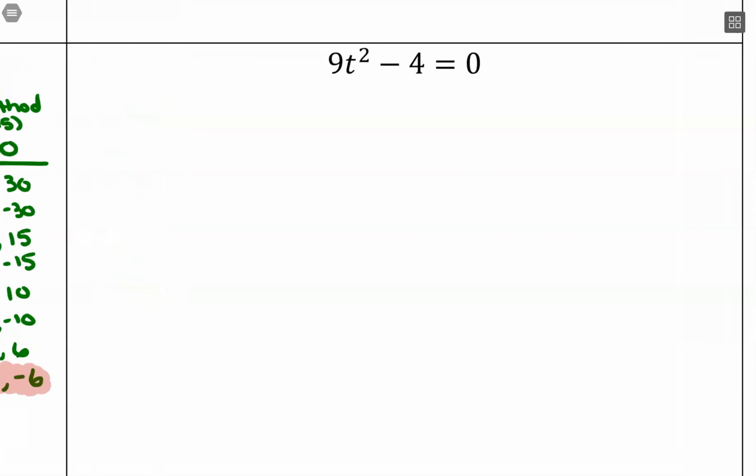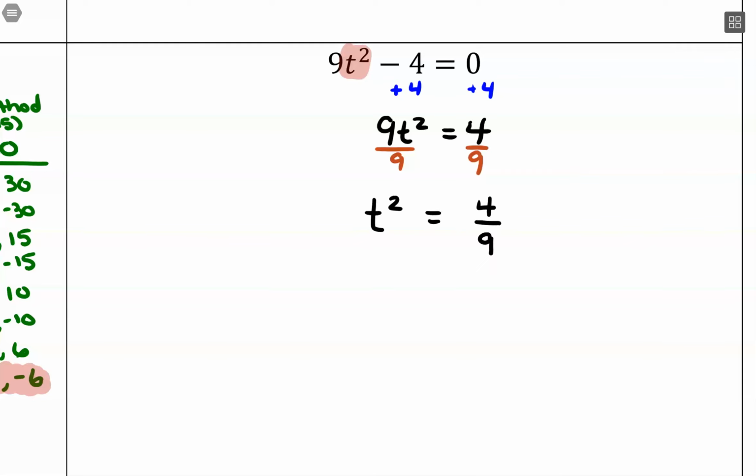Last one here, this is the case where we just have t squared as our variable. So what I'm going to do is isolate t squared. I'll do that by adding 4 to both sides. So I'll have 9t squared equals positive 4. Then I'm going to divide by 9. So we get t squared equals 4 ninths.